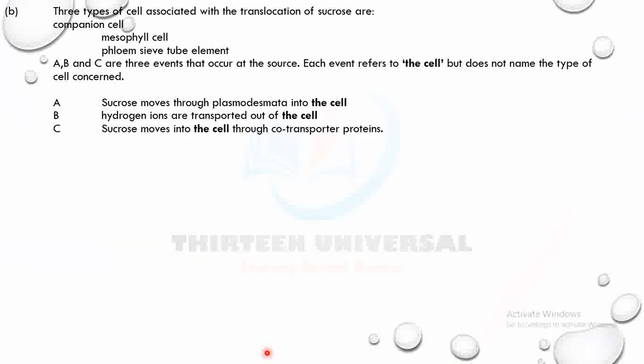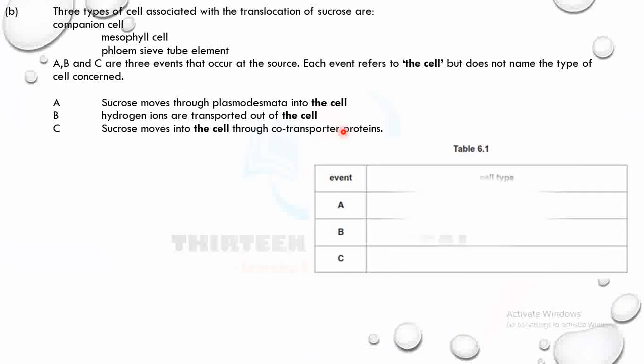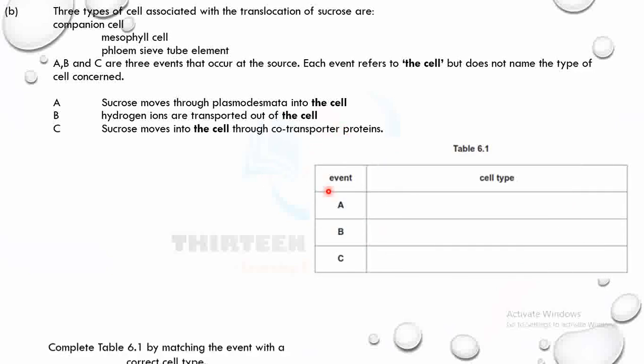Three types of cells are associated with translocation of sucrose: companion cells, mesophyll cells, and phloem sieve tubes. A, B, and C are three events that occur at the source. Each event refers to a cell, but does not name the type of cell concerned. A: sucrose moves through plasmodesmata into the cell. B: hydrogen ions are transported out of the cell. C: sucrose moves into the cell through a co-transporter protein. Look at it, so this is A. Let's look at the question.